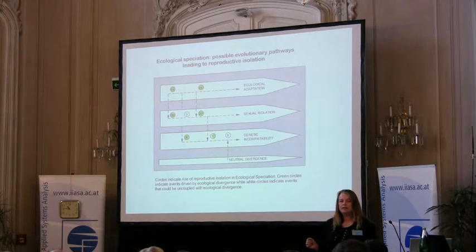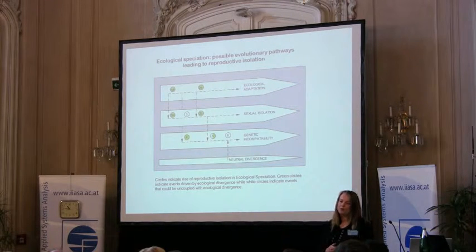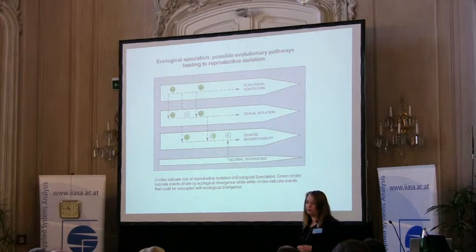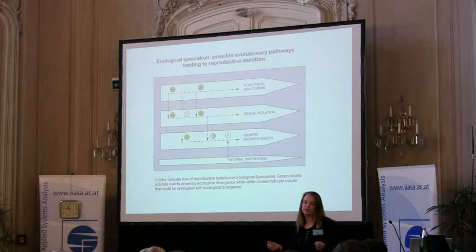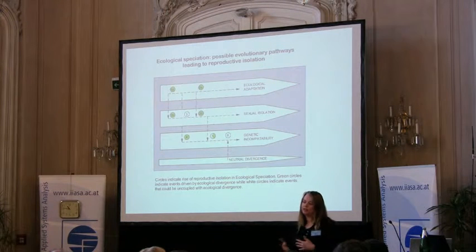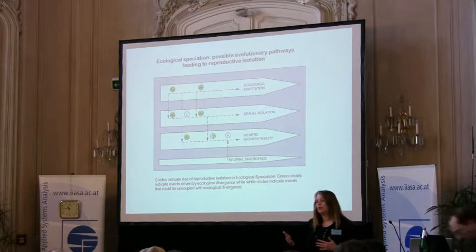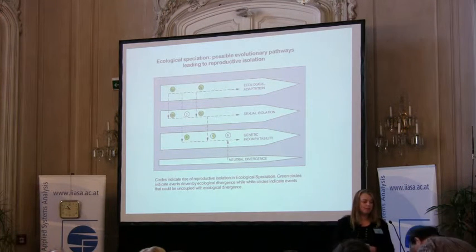In the beginning, ecological divergence is very important, as we have heard before. Ecological divergence can itself lead to speciation. For example, when you have a host plant shift, then it can be very fast, so you have reproductive isolation evolving directly. Or it can interact with sexual selection, and you get assortative mating through additional processes.